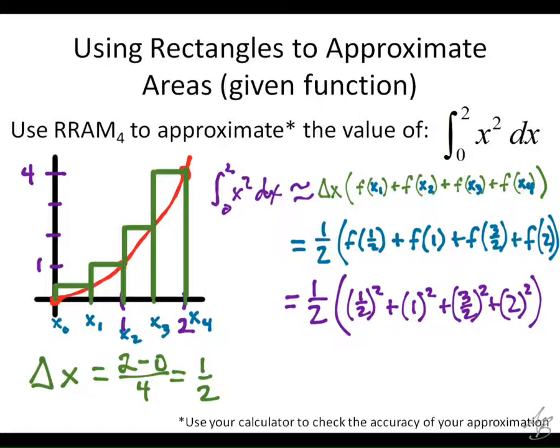And then now it's just a matter of simplifying that. So we're going to have 1/2 times the quantity 1/4 plus 1 plus 9/4 plus 4, which is what, 5 plus 10/4, so it's going to be 7.5 or 15/2. And then times the 1/2 out front, it'll be 15/4.